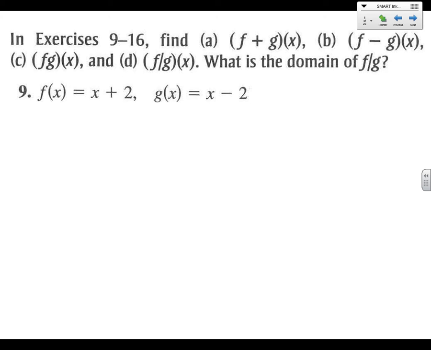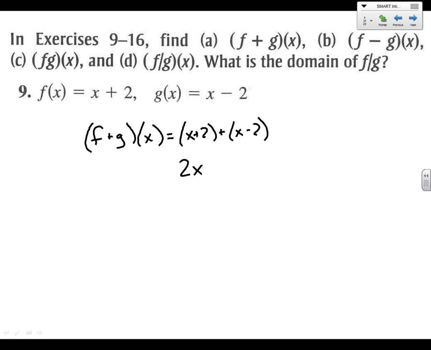Answer to A is going to be x plus 2 plus x minus 2, which is just 2x.